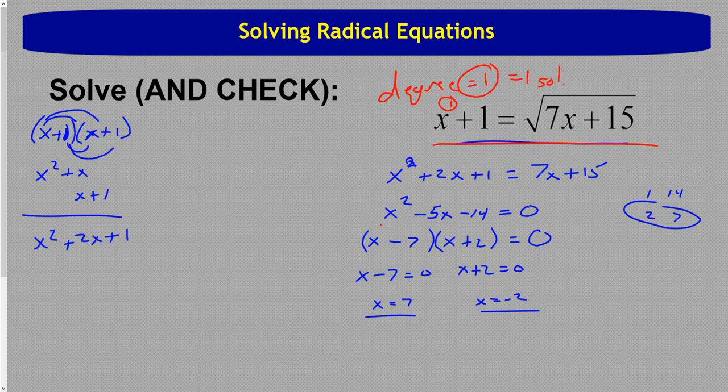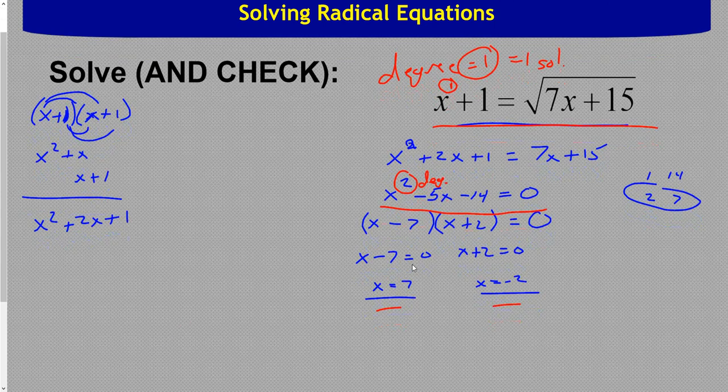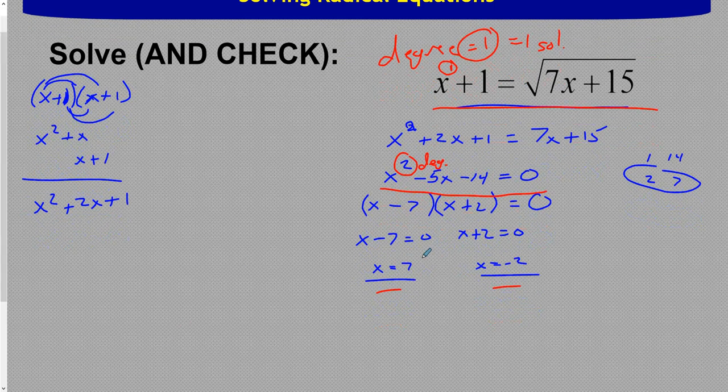However, this is the equation I solved, and it has a degree of 2. So this has 2 solutions, which we can see. There's one and there's the other. I have added a solution to this equation that was not there before. Right? So what we call these are extraneous solutions. Okay, and we have to check for extraneous solutions.